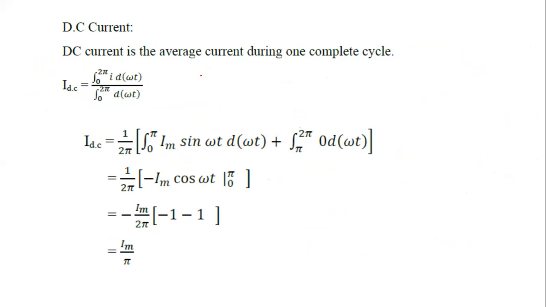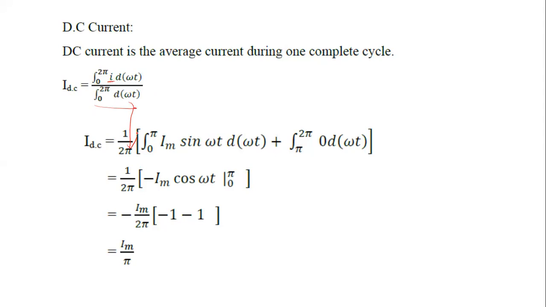To take the average, you have to sum up the current value during that complete cycle. To sum the current value during that complete cycle, you have to integrate the current from 0 to 2 pi, then divide by the interval. What is the interval? The interval will be 2 pi only, which you can obtain by integrating from 0 to 2 pi. Taking the average means summing up the value of the current during one complete cycle and dividing by the interval of that cycle.